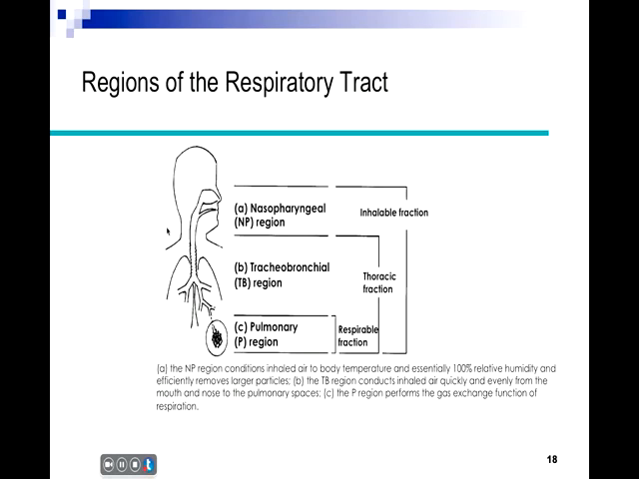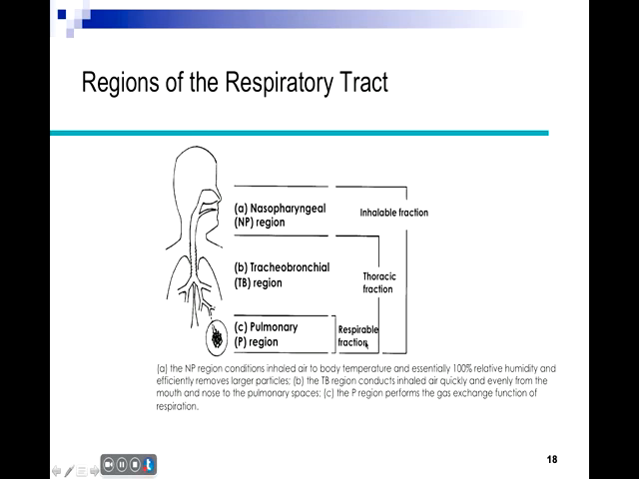The pulmonary region is where oxygen is capable of crossing the very thin membrane of the pulmonary region into the bloodstream and collecting the carbon dioxide that's released from the bloodstream back into the air sacs, where you'll exhale it. The rest of the regions, the nasopharyngeal and the tracheobronchial, are the pipes, but the business is in the pulmonary region. Now over here on the other side, I have three terms: inhalable, thoracic, and respirable.